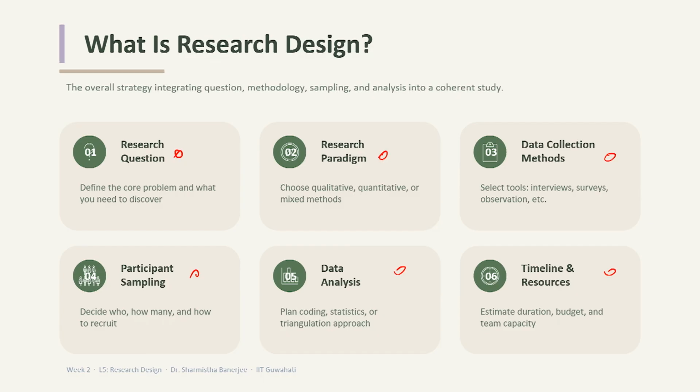I can also have triangulation by using different data collection methods. So, I had a survey which asked certain questions. I will also conduct interviews with a certain number of people, and I will bring the information together and see whether both sets of information triangulate with each other or not. Then comes the timeline and resources, which is about estimating the duration, budget and the team's capacity. Any research design incorporates all these different aspects.